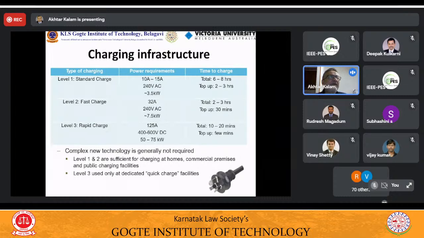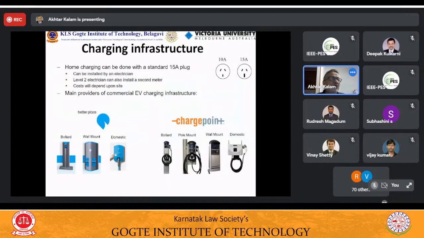And I'll give you some of the examples, and I'm sure you've got similar things. In particular, I can look at home charging. This is a very similar type of setup. This is your 10 amp plug. The plug will be slightly different. Can you see, the GPO will be 15 amps. And any electrician can install it. A level two electrician can also install a second meter.